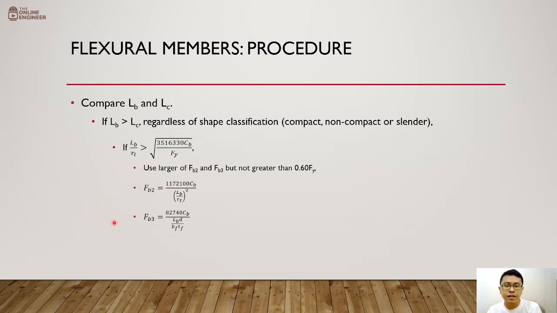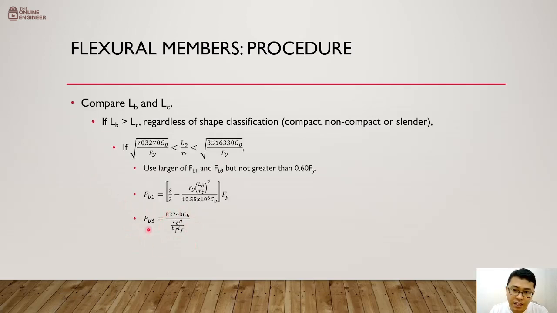Okay? Now, what happens if LB over RT is greater than the square root of 3516,330 CB over FY? Well, we use the larger of FB2 and FB3, but not greater than 0.6 of FY. We must always take note of this. So we solve for FB2, 117,100 CB over (LB over RT) squared, and FB3, which is the same FB3 that we had in the previous slide here.